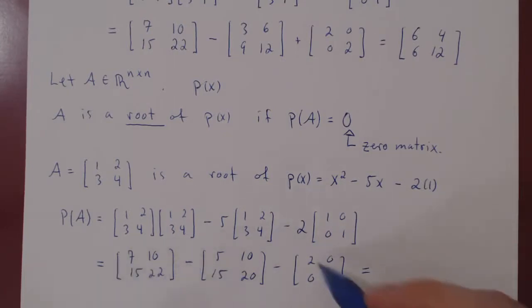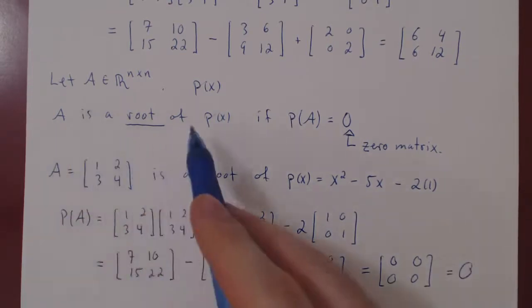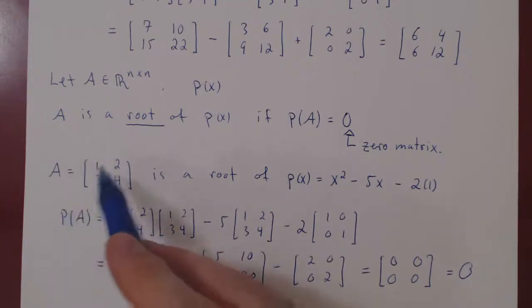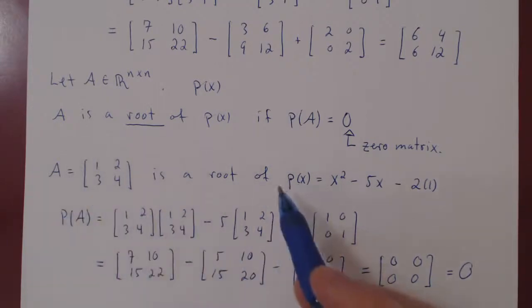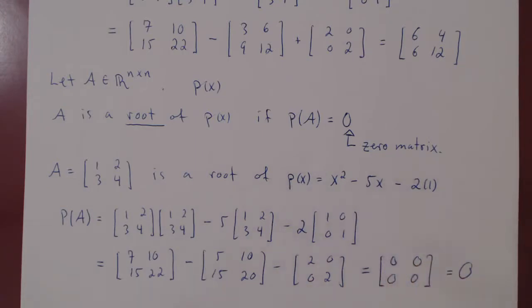7 minus 5, 2 minus 2, 0. 10 minus 10, 0, minus 0, 0. 15 minus 15, 0, minus 0, 0. 22 minus 20, 2, minus 2, 0. And so our claim is correct. The matrix 1, 2, 3, 4 is a root of the quadratic polynomial x squared minus 5x minus 2, as P of A equals the 0 matrix. And that's it.